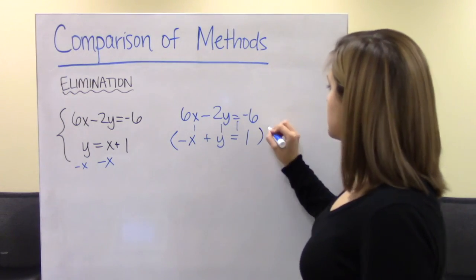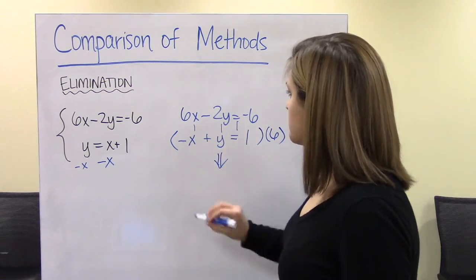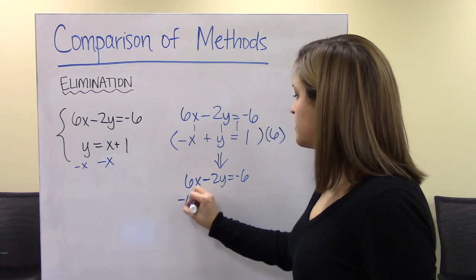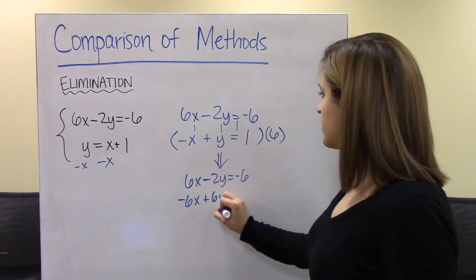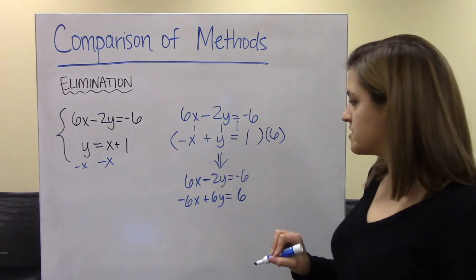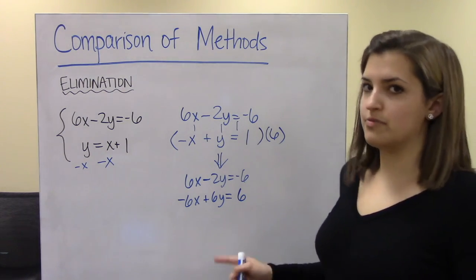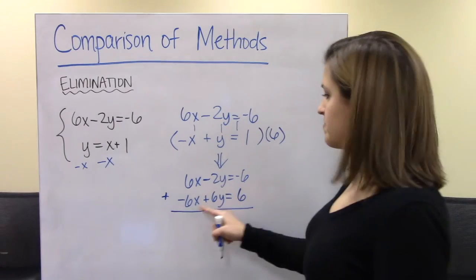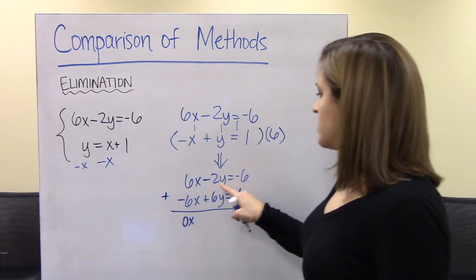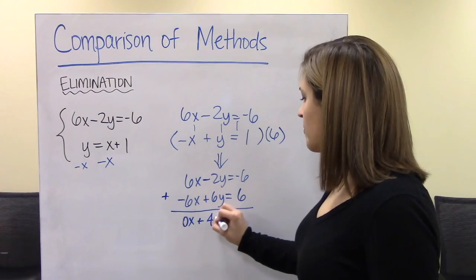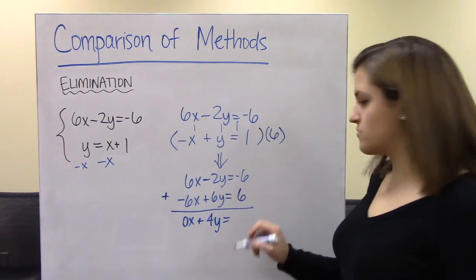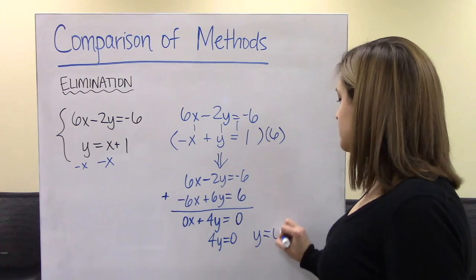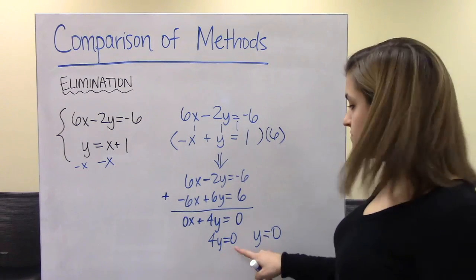So I multiply by 6, and I'll rewrite this whole thing below. 6x minus 2y equals negative 6, and I'll get that this is negative 6x plus 6y equals, and I have to multiply everything, so equals 6. And now I can add these two together, and hopefully my x's will cancel. So I'll add, and in fact my x's do cancel, 6 plus negative 6, so I get 0x. Negative 2y plus 6y is going to be plus 4y equals negative 6 plus 6, which is 0. So I get 4y equals 0, so I know y equals 0, because I can divide by 4 and find that 0 divided by 4 is 0.